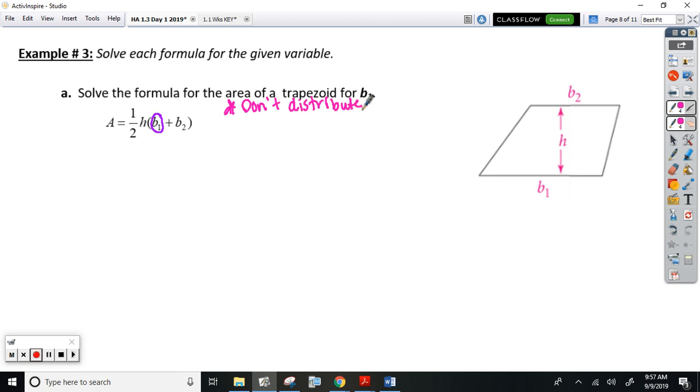So just like we did on the front with the 1/2 BH, how can I move the 1/2 to the other side? Someone I haven't heard from today. Caleb? Multiply by 2. Good. Multiply by 2, which is its reciprocal.